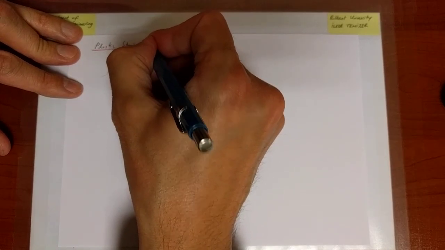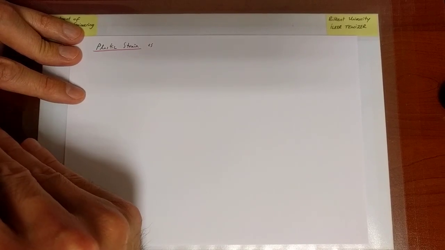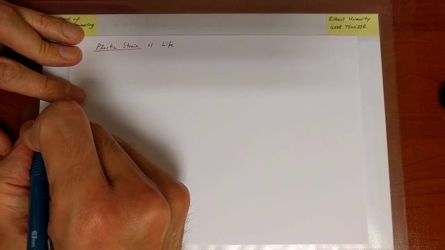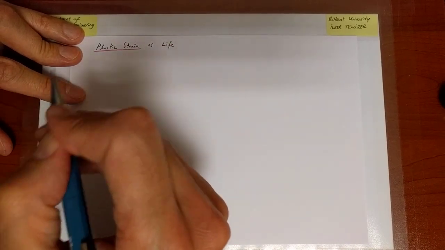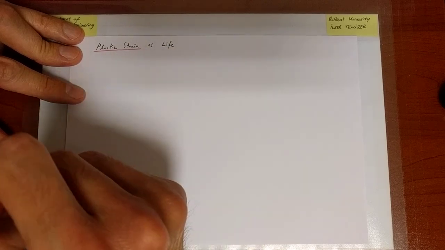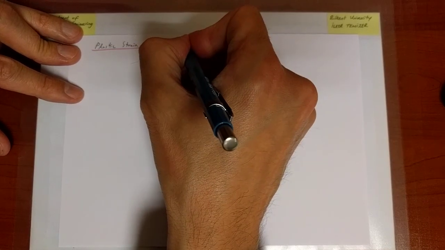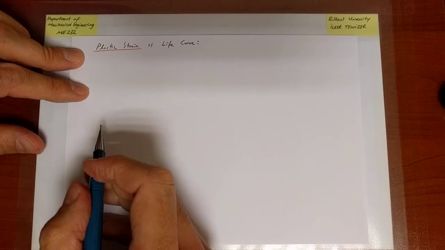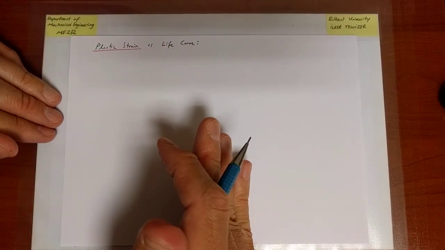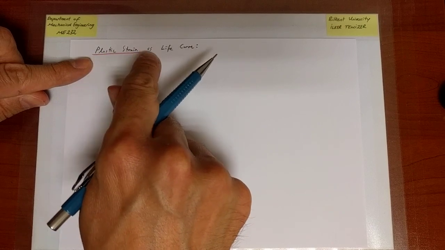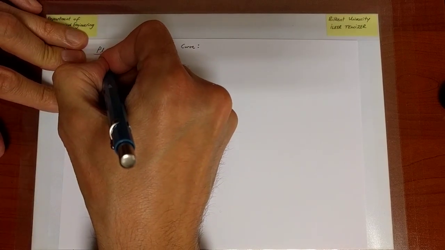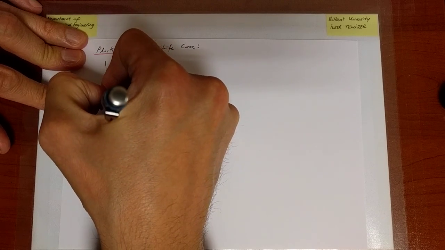So what we want to therefore do is we want to measure the plastic strain as we cyclically deform a specimen and relate it to the number of cycles to failure. So we're going to talk about not the stress life curve, but a plastic strain versus life curve. And that curve is generated based upon experimental data, of course.